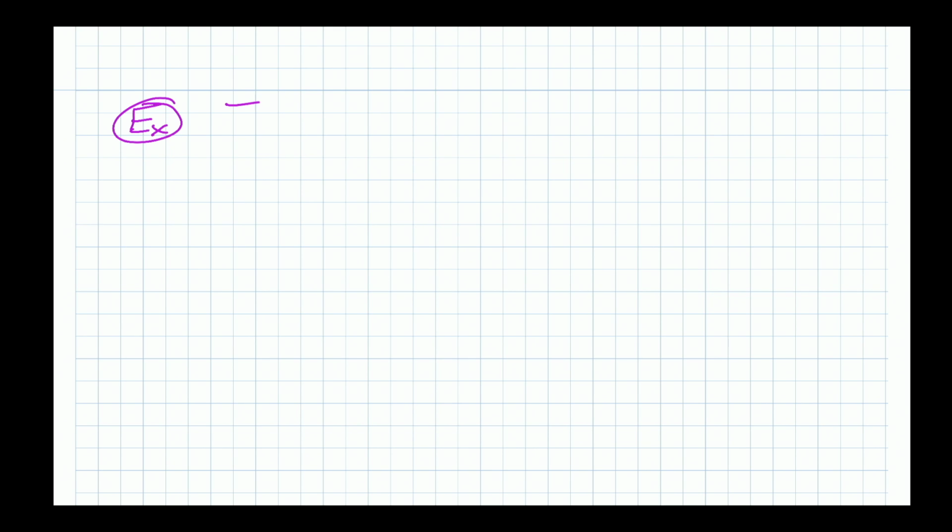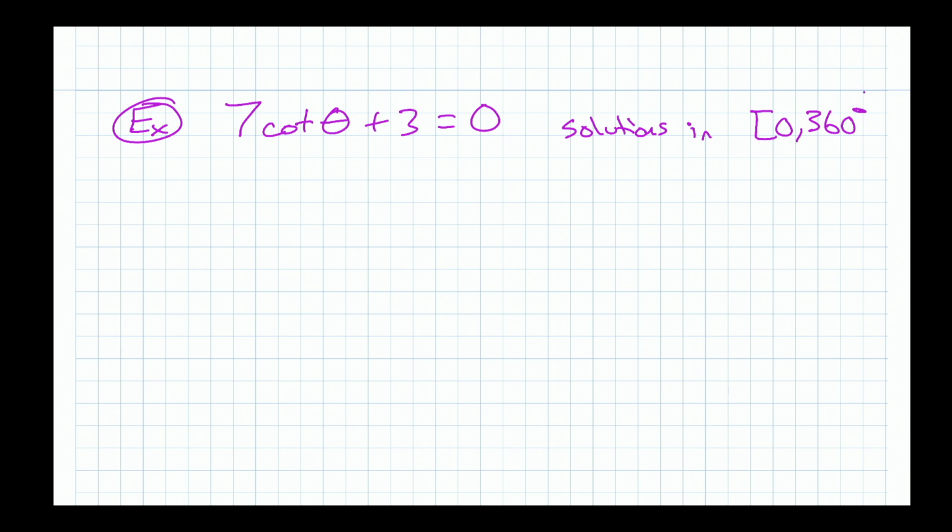Example. 7 cotangent theta plus 3 equals 0. And we're looking for solutions in 0 to 360 again. And we're going to use a calculator. We can see all the answers are decimals, so we're going to use a calculator. So what do we do? Solve for the trig function.